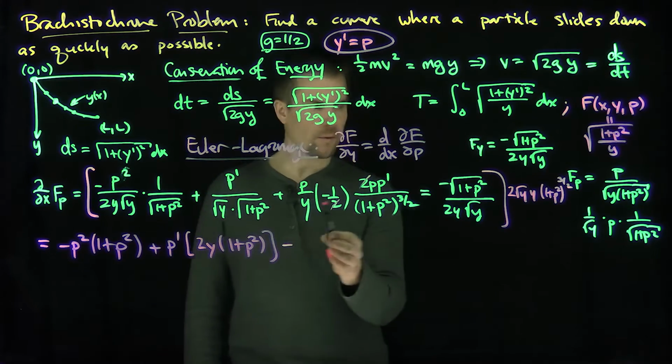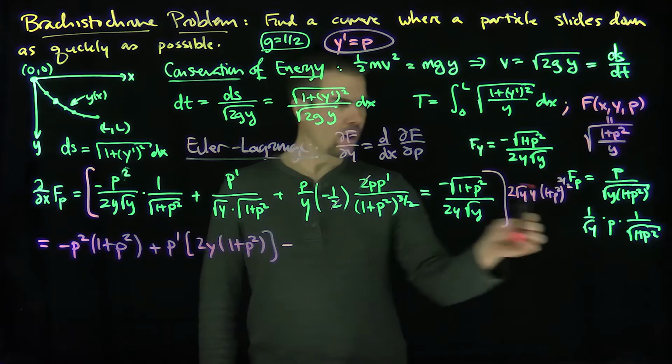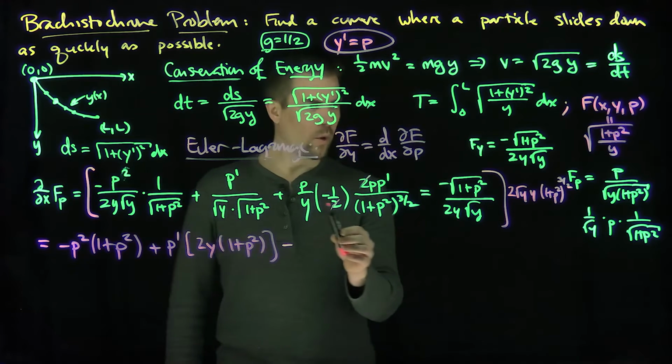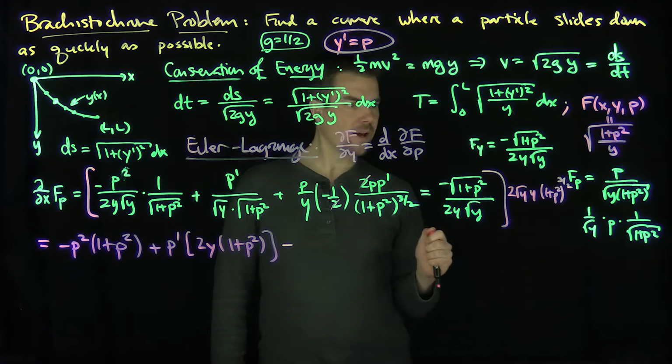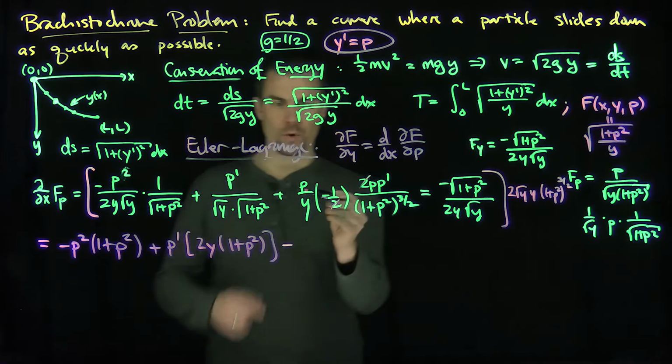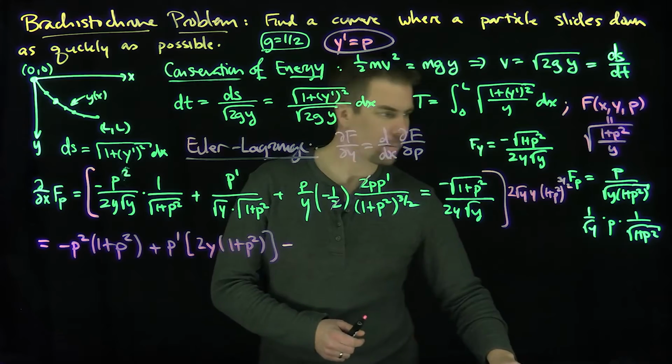Now what's going to cancel over here? What will happen is all of the p terms will cancel. One of the y terms will cancel. And then I was missing something though. This over here is not a y, it's a root y, right? P over root y.